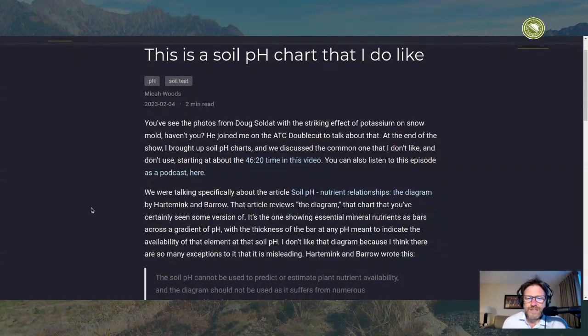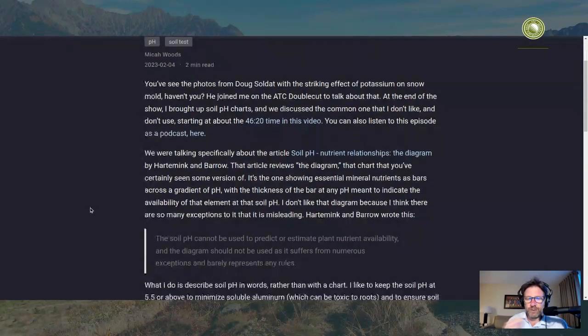But we were talking specifically about the article, which is behind a paywall. So if you don't have access to that, contact the authors. They'll send you a copy, or I will send you a copy, if you're interested. It's a very easy to read article by Hartemink and Barrow. That's the name of the authors. And the article's title is "Soil pH Nutrient Relationships, the Diagram."